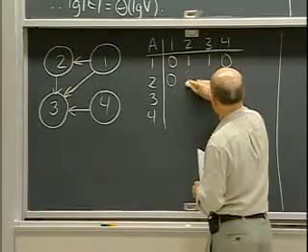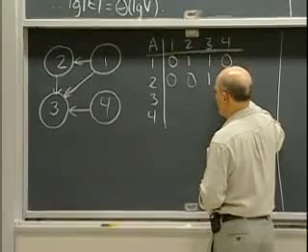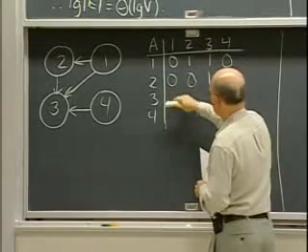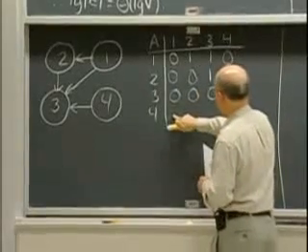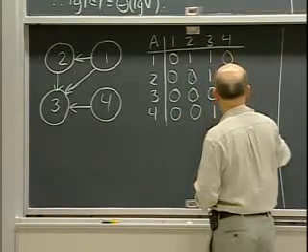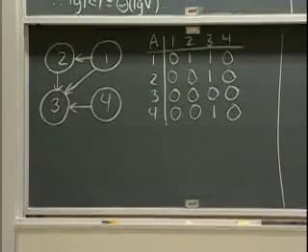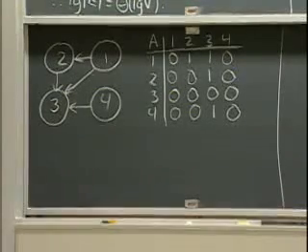Is there an edge from 2 to 1? No. 2 to 2? No. 2 to 3? Yes. 2 to 4? No. No edges going out of 3. Edge from 4 to 3, and that's it. So that's the adjacency matrix for this particular graph. Okay?